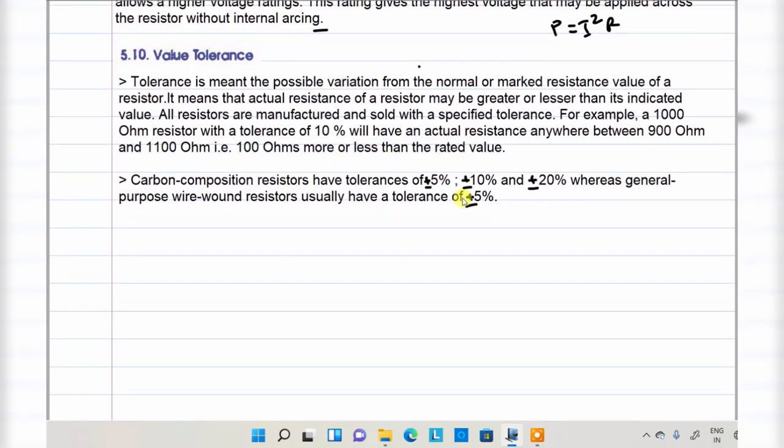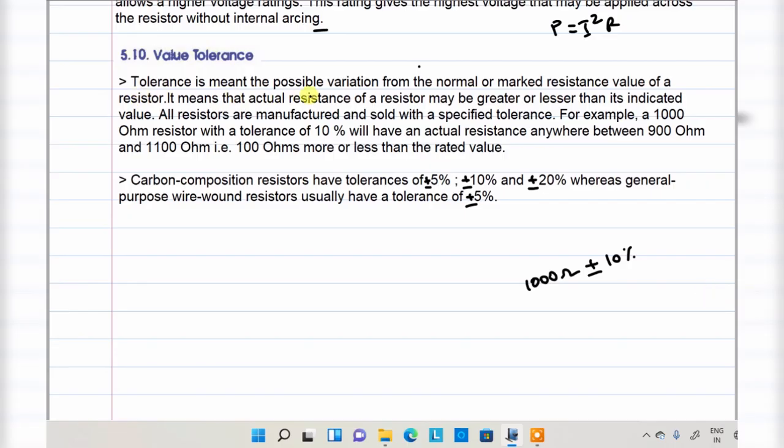Next one is the value of tolerance. For example, I am a manufacturer. I manufacture a 1000 ohm resistance, but I do not promise that it is actually 1000 ohm. It may have a tolerance of 10%. Tolerance means the value of the particular resistance is not exactly the same, maybe more or less than the marked value.